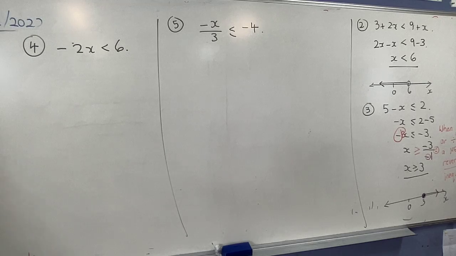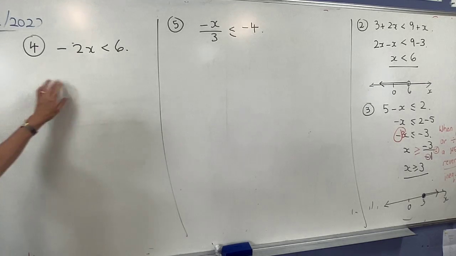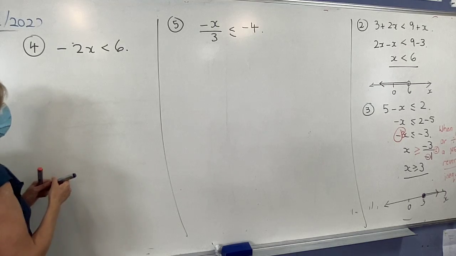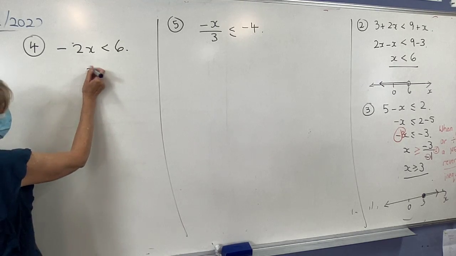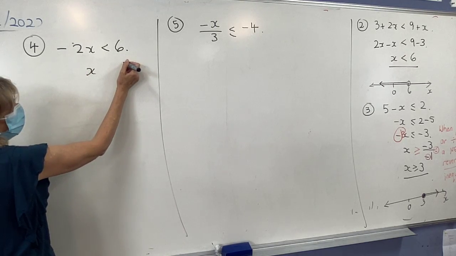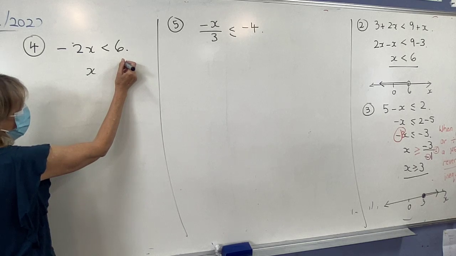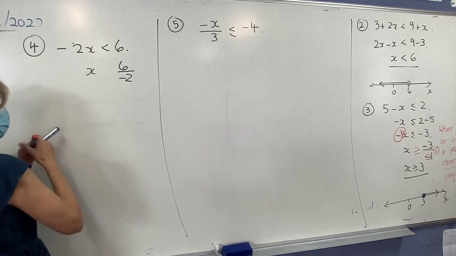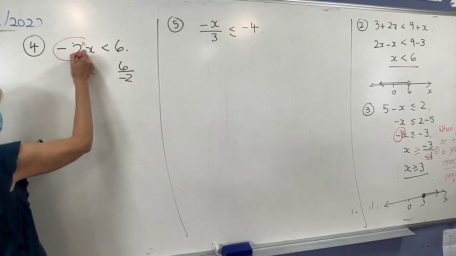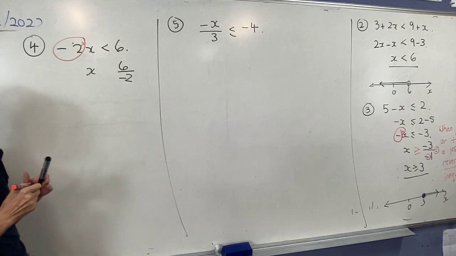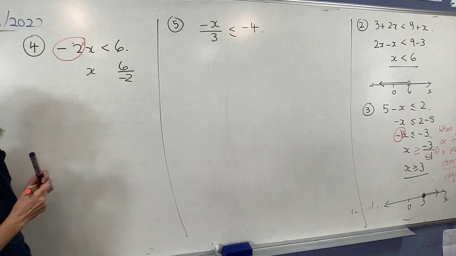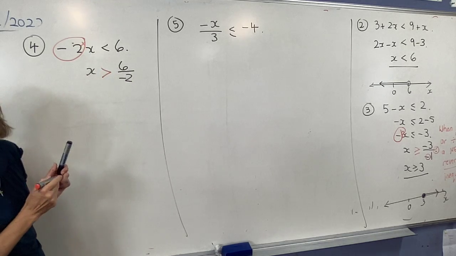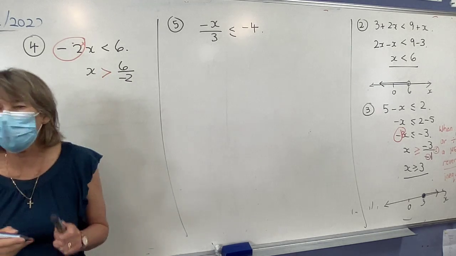Alright, Oliver, start me off here. Do you move over the -2? Yep, so it's x. And over here? And then it's 6 over -2. Yes, continue. Do you change it to x greater than? You do, explain why. Because there's a negative in it. Not because there's a negative in it, what's the rule say?